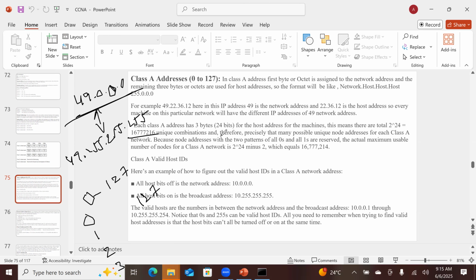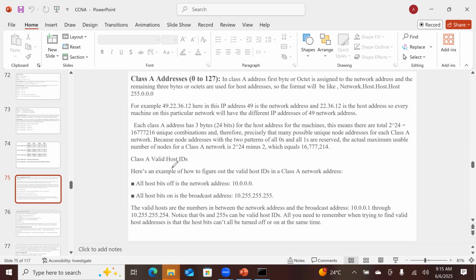Yet we are still exhausted of this IP version 4. Even though we have 1 crore plus IP addresses in a single network, we are still exhausted. But that is in a private network. So there is a unique combination, and therefore precisely that many possible unique node addresses for each class A network, because node addresses with 2 patterns, all zeros and all ones, are reserved.